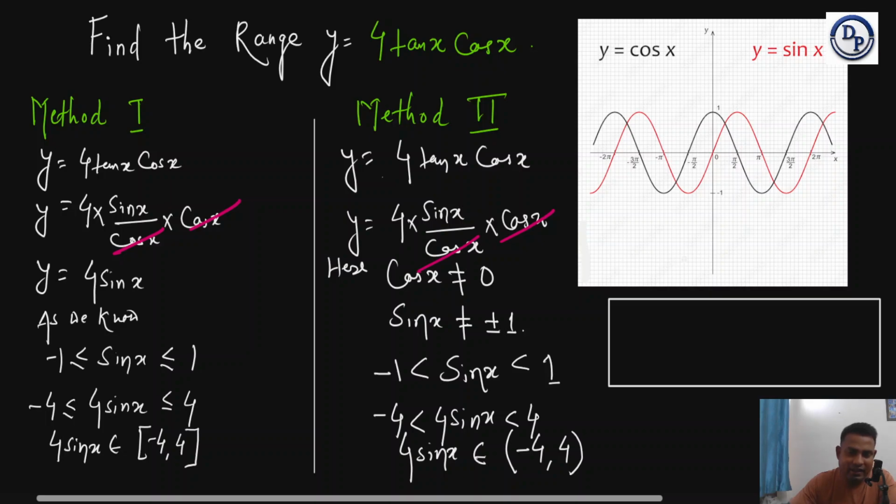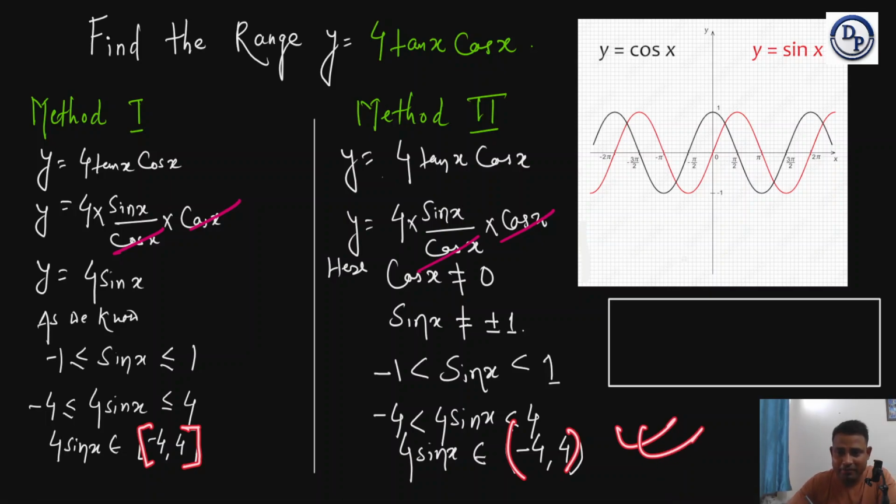Therefore, if I'm not taking x equal to pi/2 and its odd multiples, we cannot take the sin x value to make it +1 or -1. Are you getting my point? This is an important thing we have to keep in mind while solving such problems. Therefore we have to replace this closed bracket by an open bracket to get the right solution. This is important, so please keep all this in mind while solving.